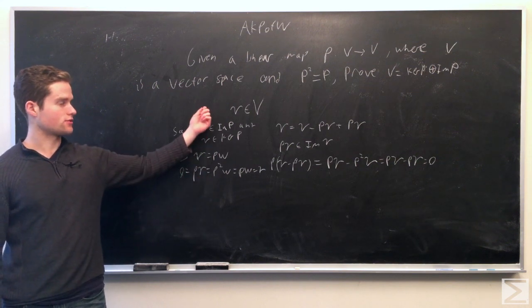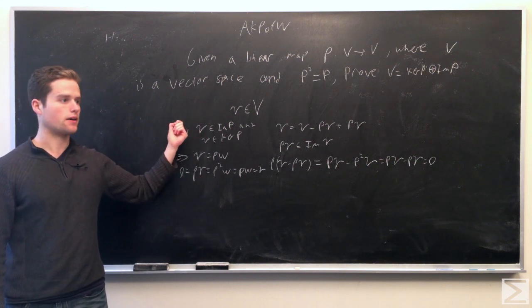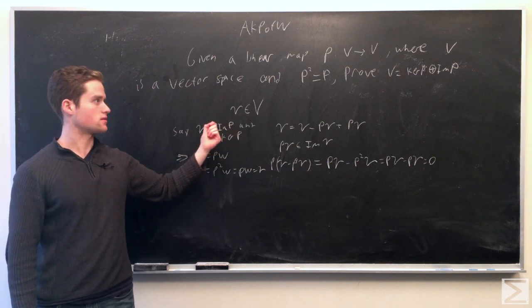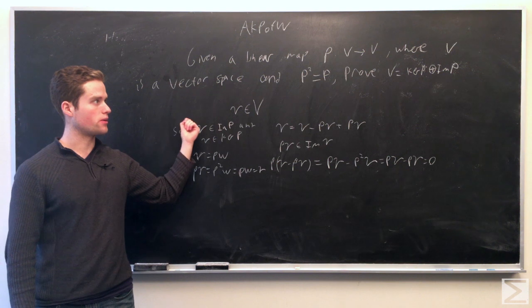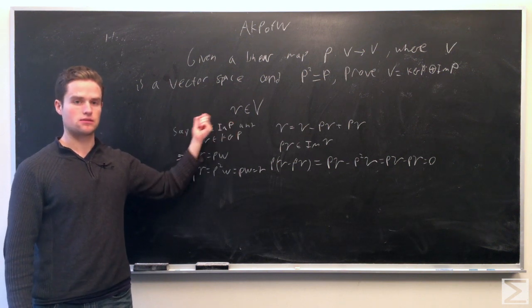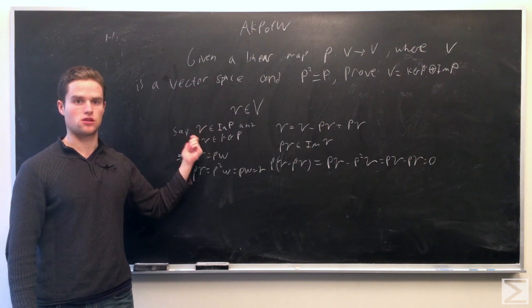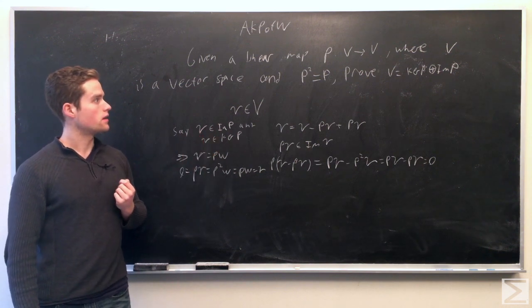And so we have our vector space V. We can write any vector v in big V as the sum of two vectors, one in the kernel of P and one in the image of P. And these two vector spaces have null intersection, so it's in fact the direct sum of the two. And that proves that.